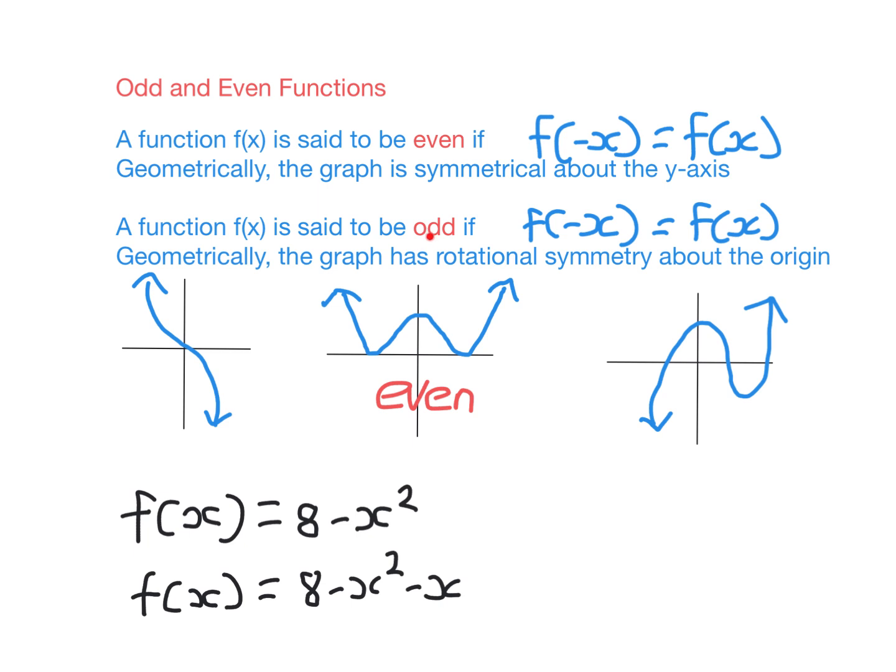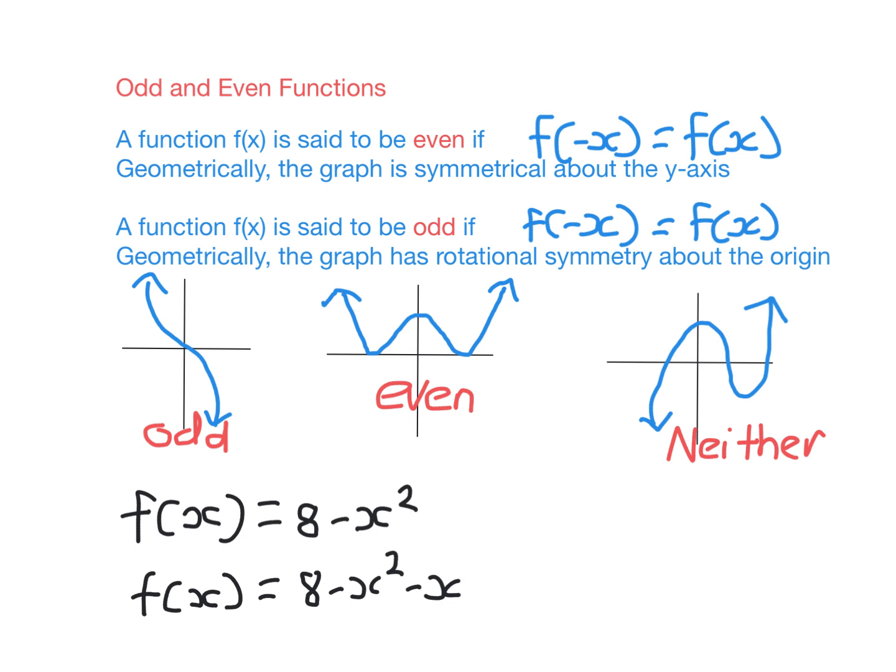So a function is odd if there's rotational symmetry about the origin. This has rotational symmetry about the origin. If you rotate 180 degrees about this point here, the origin, you will get the same graph. So that's how we can tell that this is an odd function. This function here is neither symmetrical about the y-axis, nor does it have rotational symmetry. Accordingly, it is neither even nor odd. Now just note, functions are never even and odd. They're one or the other or neither, but they can never be both.